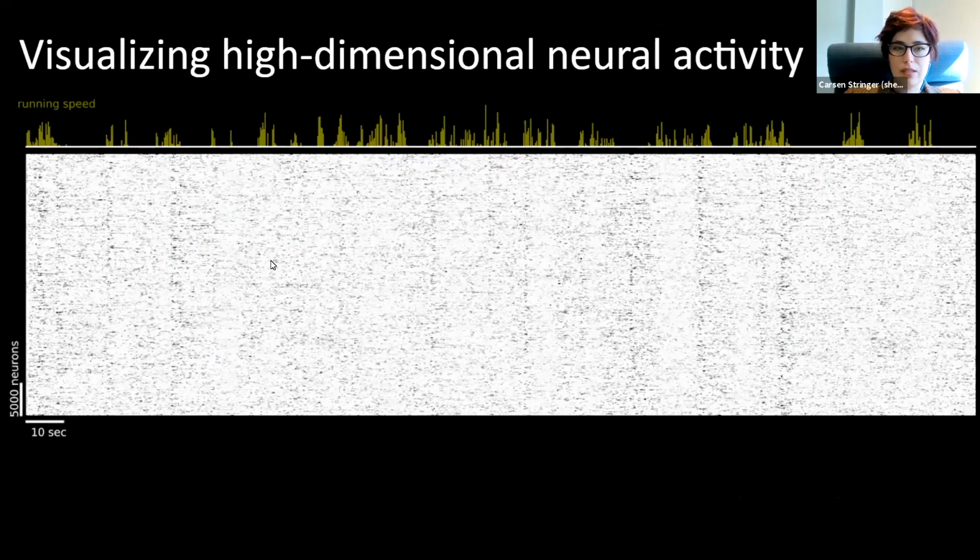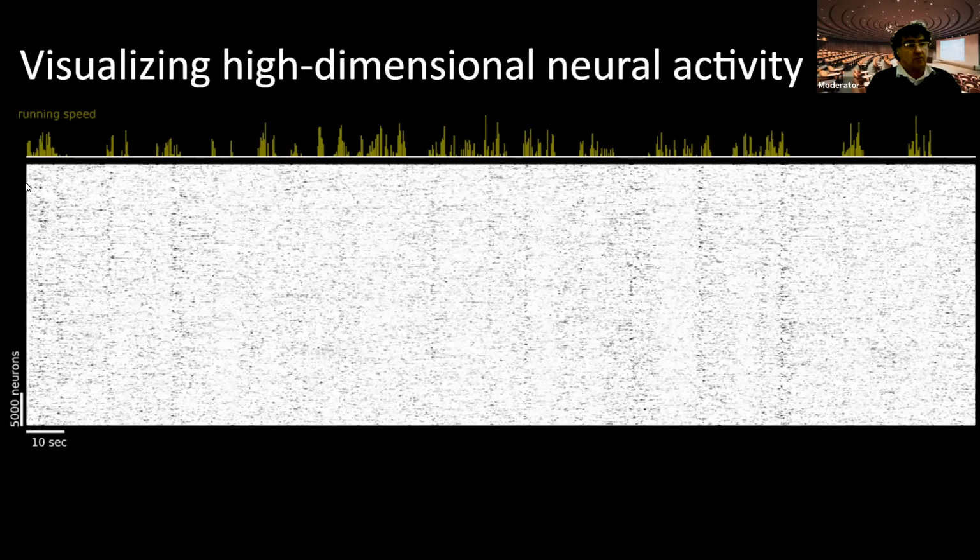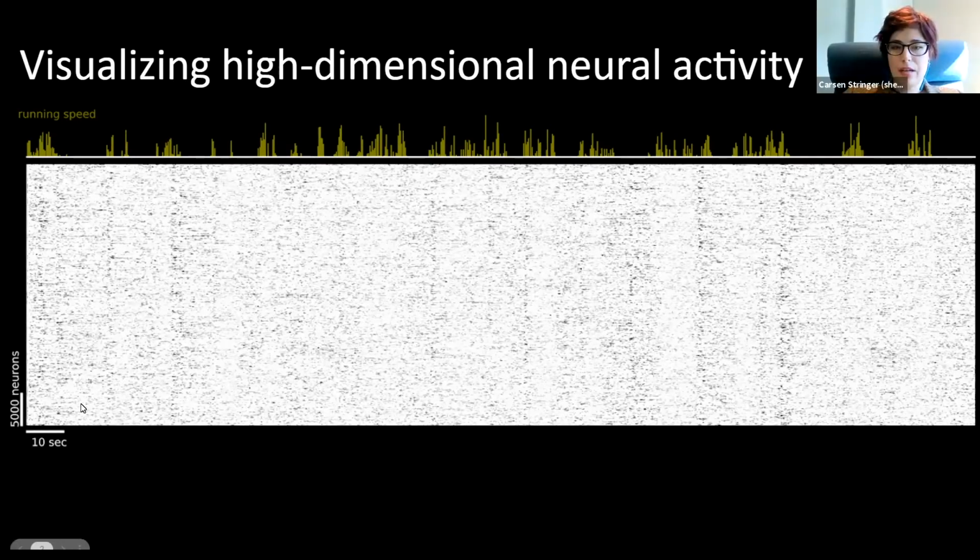So for instance, here's an example of how you might want to plot your large scale neural recording. You have 50,000 neurons recorded. In this case, this is in primary visual cortex of a mouse, and you have this time axis here. And now the question is, how do you make a visualization of this data so that you can try to find patterns inside this data?